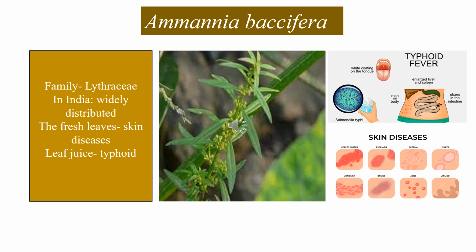Here are some wetland flora which are medicinally important that we are going to discuss. The first one is Ammannia baccifera. This species belongs to the family Lythraceae, and it is widely distributed in India. Basically, they are annual herbs found in wet places such as marshes, river banks, rice fields, etc., and rarely found in permanent water.